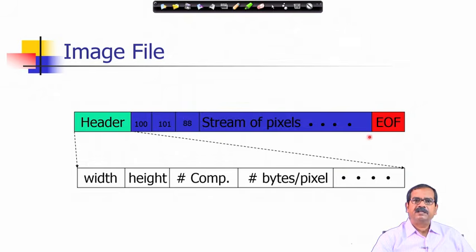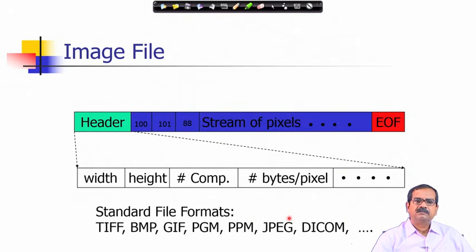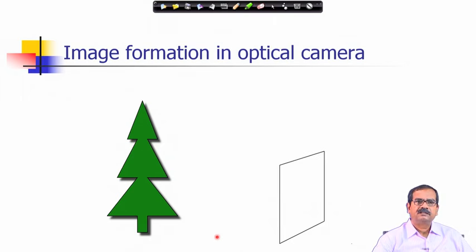Of course, there should be an end of file representation for a file, and there are different standard file formats available for image representation. They are very much standardized and documents are available. So, when you get an image file in these formats, you should know the corresponding format, parse the header and get the image. Some example formats are TIFF, BMP, GIF, etc.